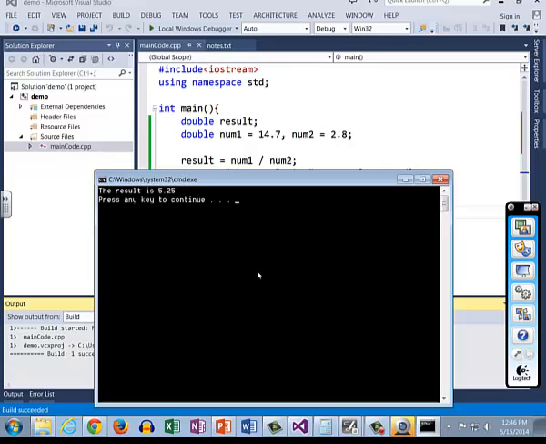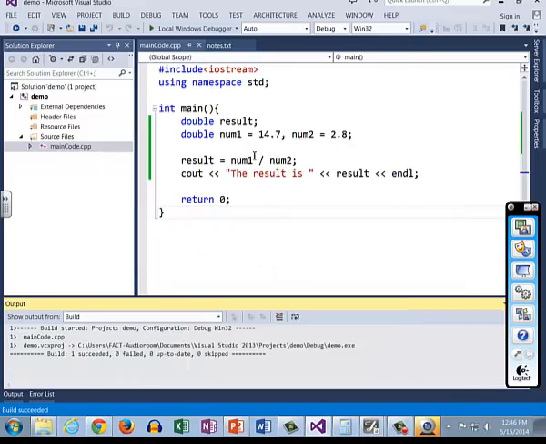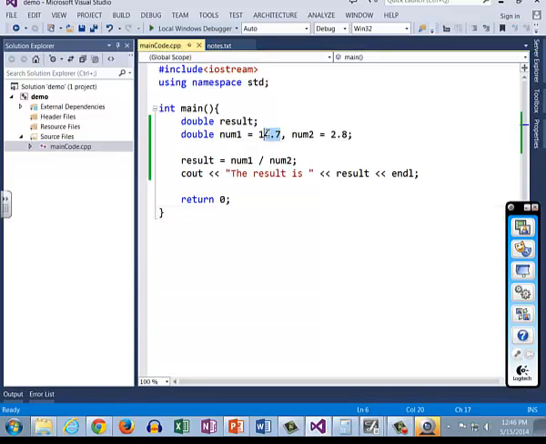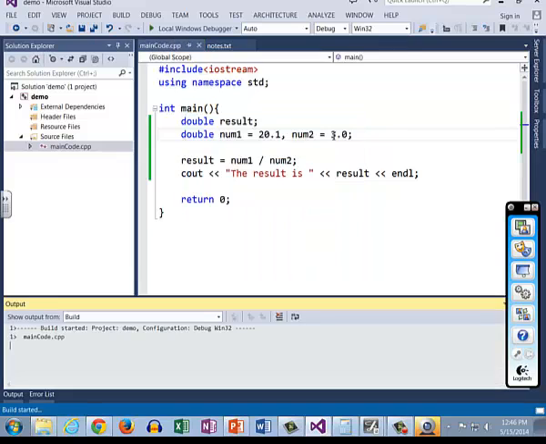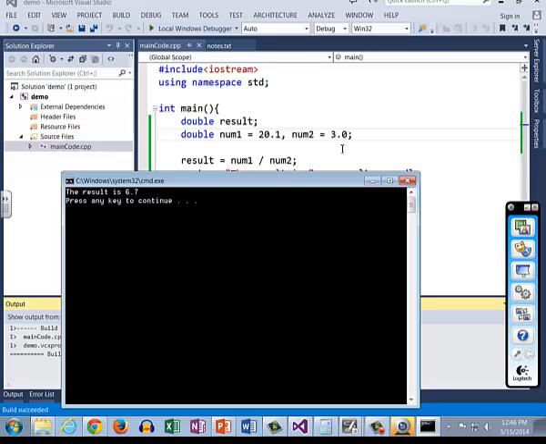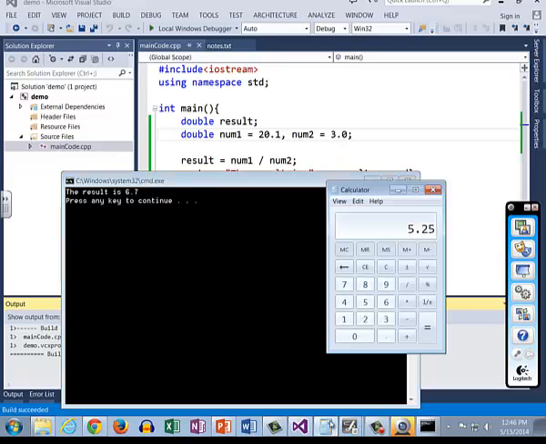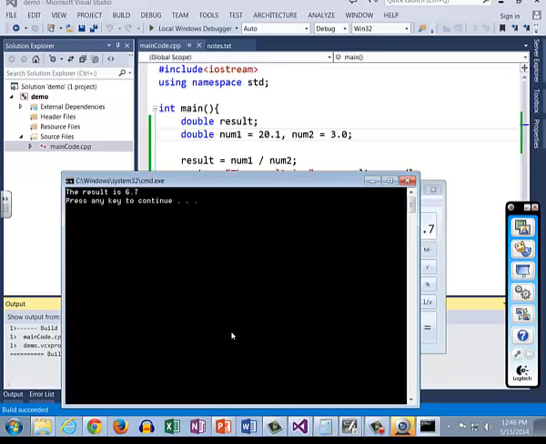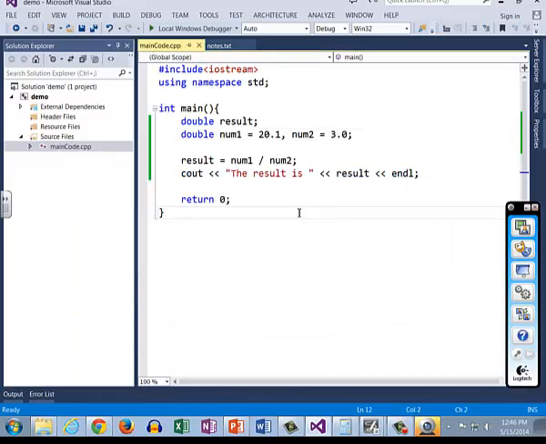Now, we can change the values of the numbers. Right? We can say, okay, do it with 20.1 and 3.0, and we run it again, and 20.1 divided by 3.0 gives us 6.7. We can test that. Divided by 3, and we get 6.7. So it works as we expected.